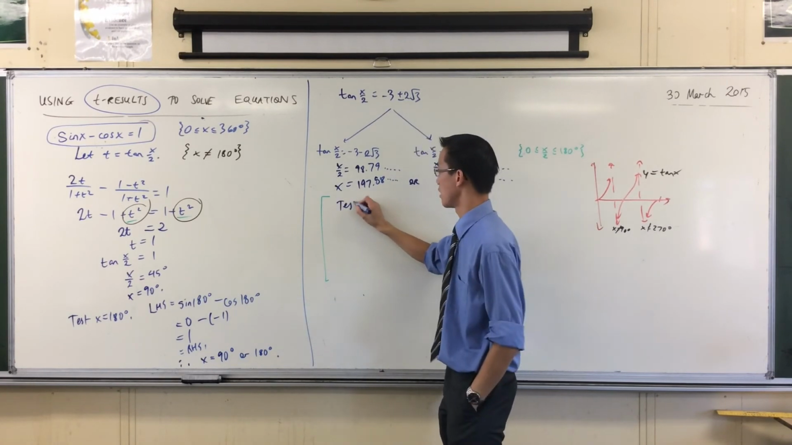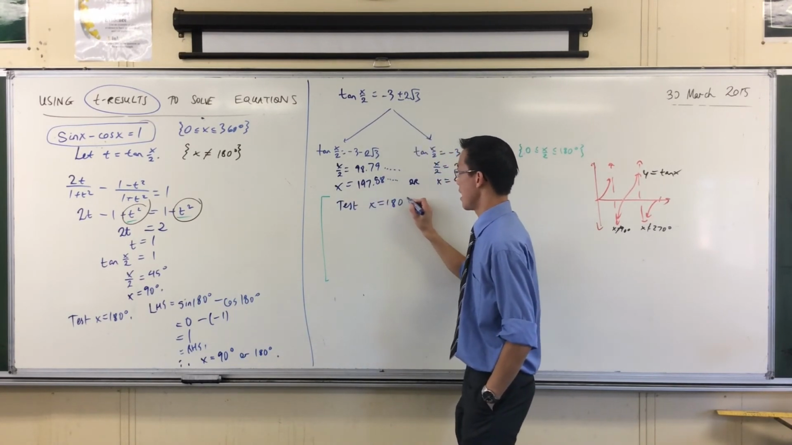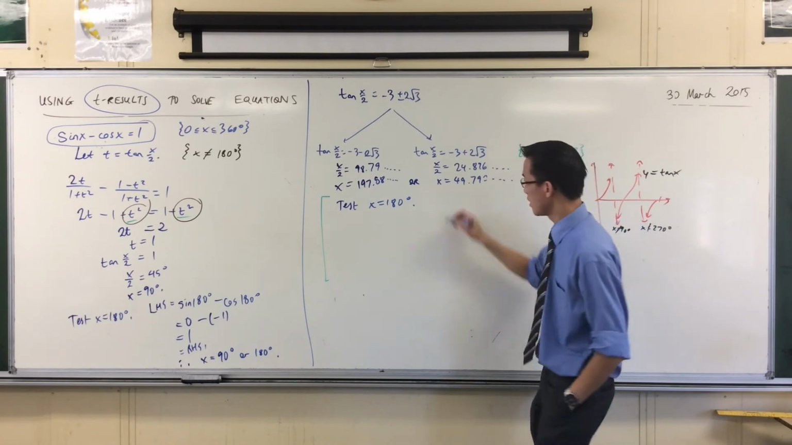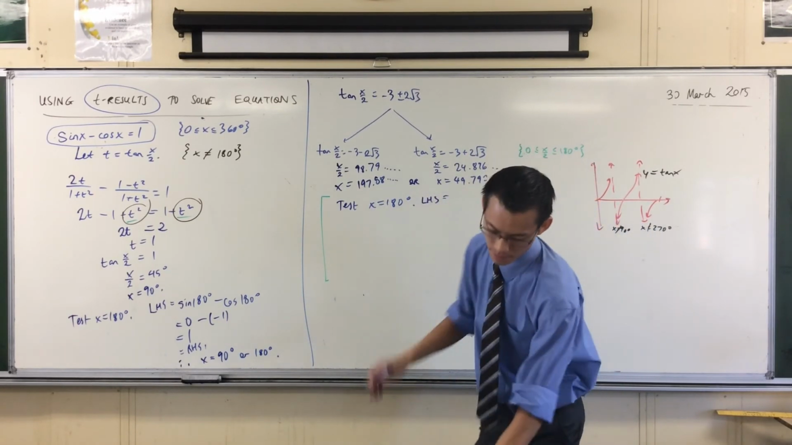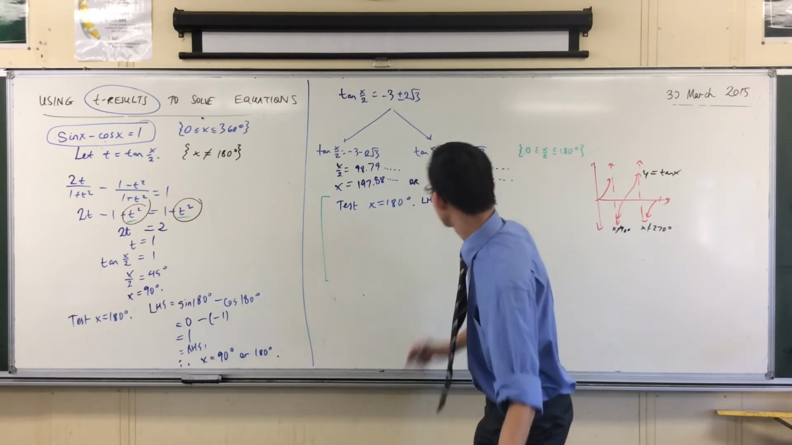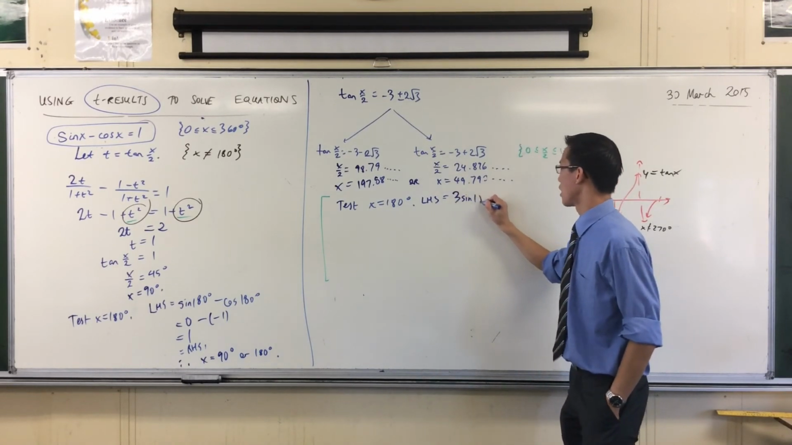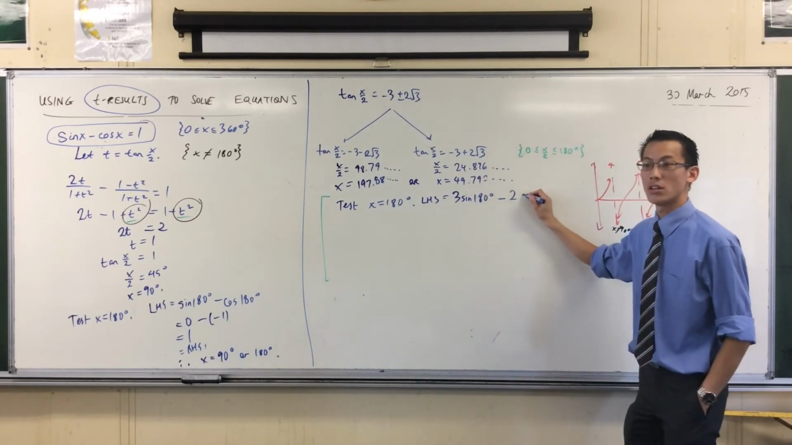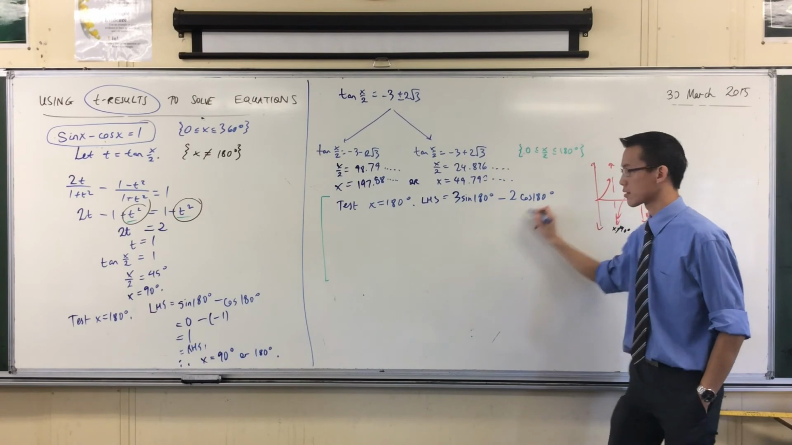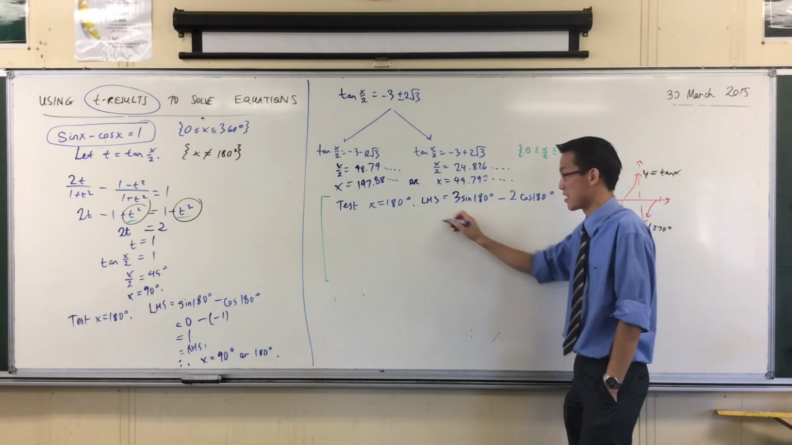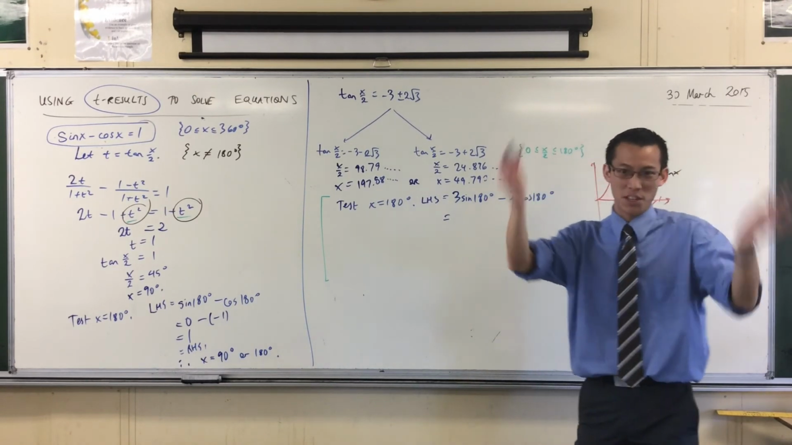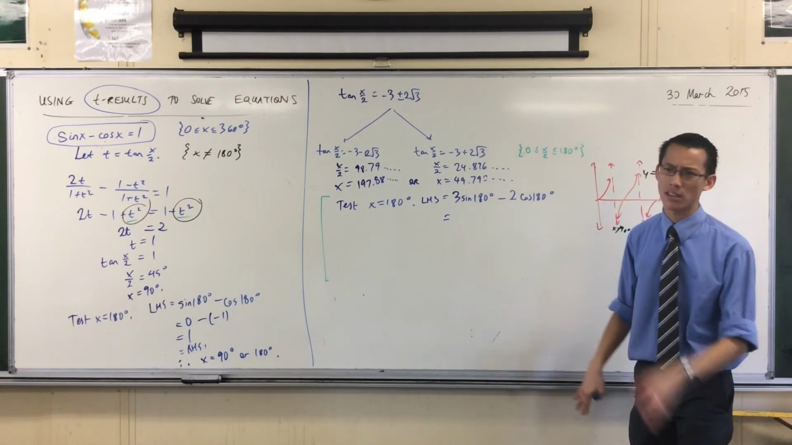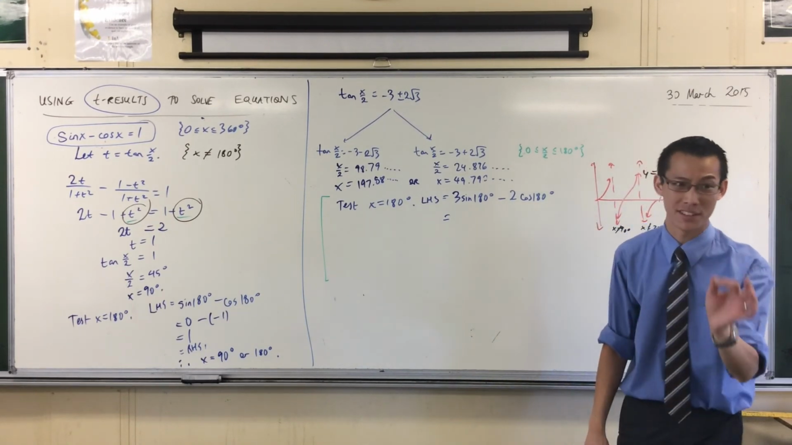So this is what those 4 lines are for. You'd say, test x equals 180 degrees. Now the question we started with was 3 sine x minus 2 cos x, so 3 sine 180 degrees minus 2 cos 180 degrees. This is not hard to evaluate. It's not like, oh man, the T result sucks, I add all this extra work. This part here is trivial. The hardest part is just remembering to do it.